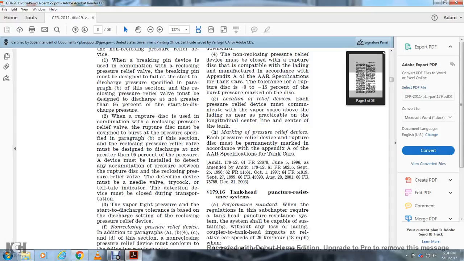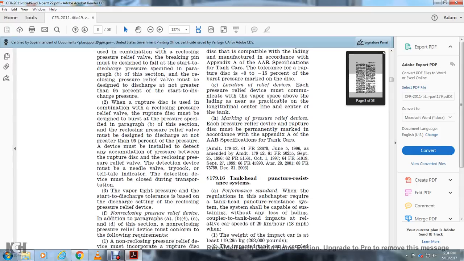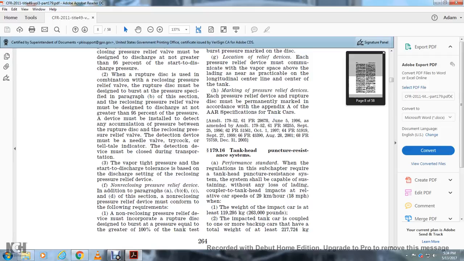The reclosing pressure relief valve must be designed to discharge at not greater than 95% of the pressure. The device must be installed to detect any accumulation of pressure between the rupture disc and the reclosing pressure relief valve. The detection device must be a needle valve, try cock, or telltale indicator. The device must be closed during transportation. The vapor tight pressure and the start to discharge tolerance are based on the discharge setting of the reclosing pressure relief valve. Non-reclosing relief device: in addition to paragraphs A, B, 4, and C, the D in the section, a non-reclosing pressure relief device must conform with the following requirements.